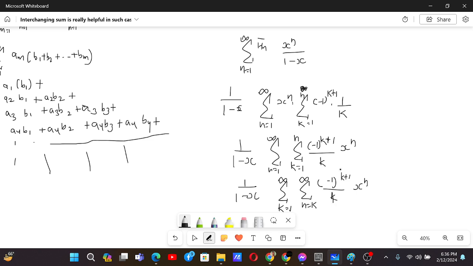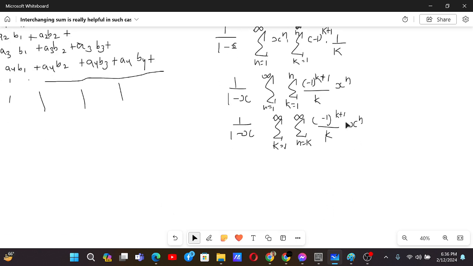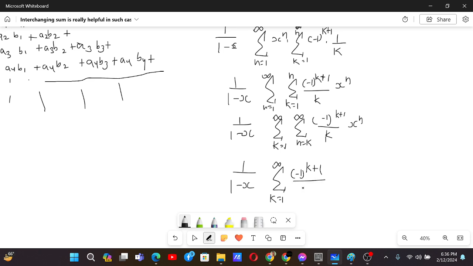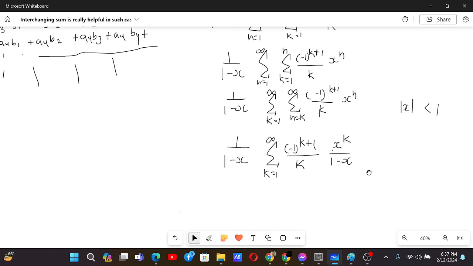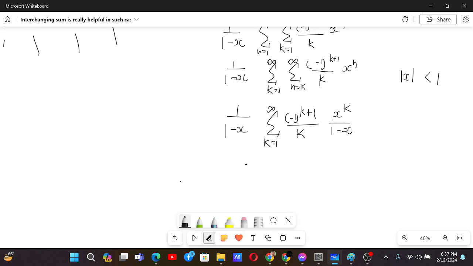Now minus 1 to the power k plus 1 by k is just a constant for the sum over n. That's why I can take this outside: 1 by 1 minus x, sum from k equals 1 to infinity of minus 1 to the power k plus 1 by k, and this is the sum from n equals k to infinity of x to the power n. Again, since the modulus of x is less than 1, we can use the geometric series. The first term is x to the power k, and the common ratio is x, so over 1 minus x. Now I can again take 1 minus x outside. That gives me 1 by 1 minus x whole square.